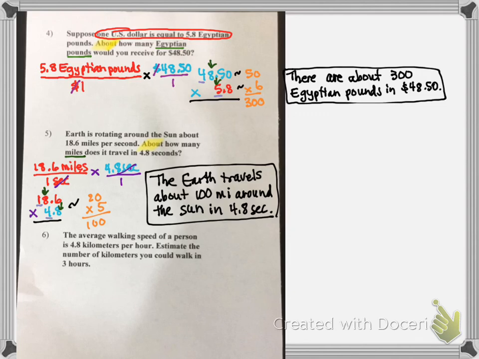Okay. Now, the last one. The average walking speed of a person is 4.8 kilometers per hour. Estimate the number of kilometers you could walk in 3 hours. So again, did you hear that word about? No, because what we heard was the word estimate. It actually told us what to do, right? So what I notice is that our answer needs to be in kilometers. So the first statement is the one we're going to write with kilometers on top. So average walking speed of a person is 4.8 kilometers per hour.